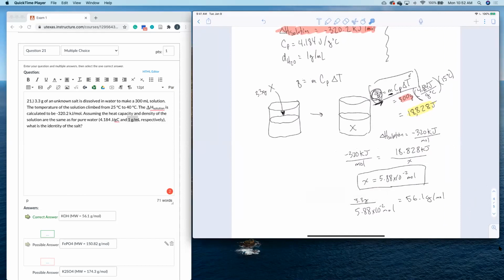yeah, ultimately when you're trying to figure out the molecular weight, you're trying to figure out the number of moles. I'm not sure which part is the bottleneck for people, but I think the key thing is recognizing that delta H of solution is related to the amount of heat that comes off, and is related to this q = mcΔT equation.